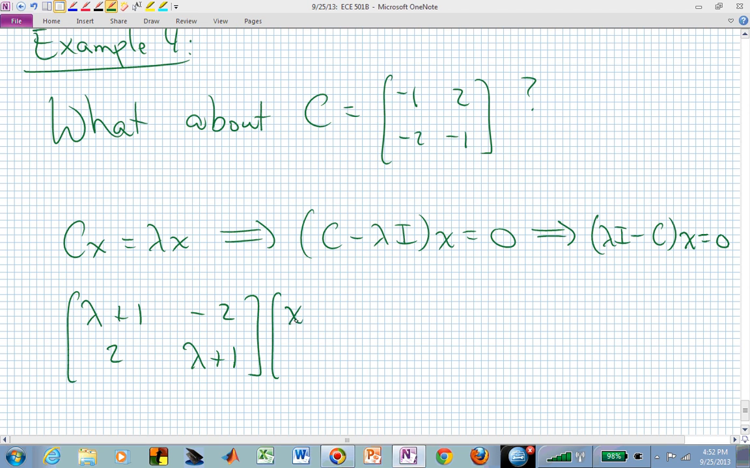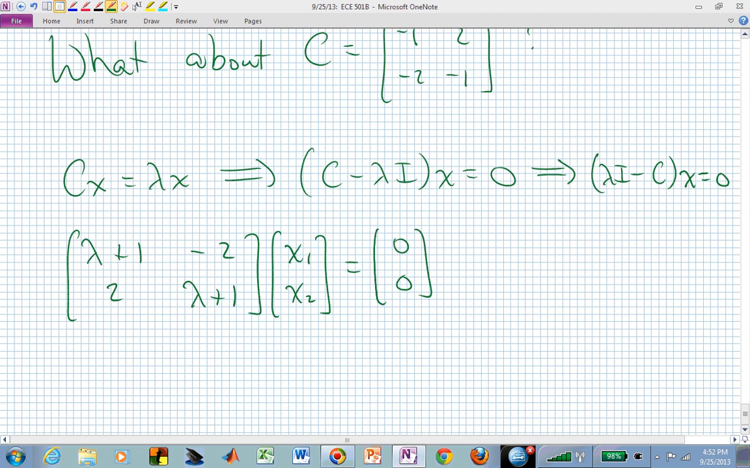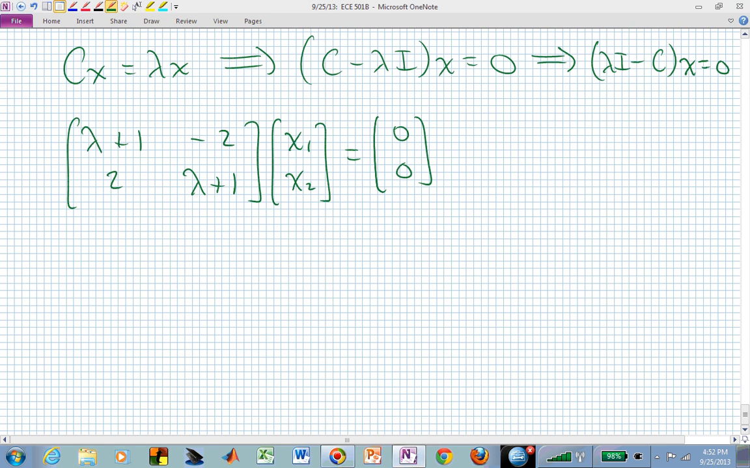And that now needs to be operating on a vector, x1, x2, to give me the 0 vector. I'm trying to find real values for lambda that satisfy this set of equations. So if I look at the top row, I have lambda plus 1 times x1 minus 2 x sub 2 equals 0. In the bottom row, I have 2 x1 plus lambda plus 1 times x sub 2 equaling 0.